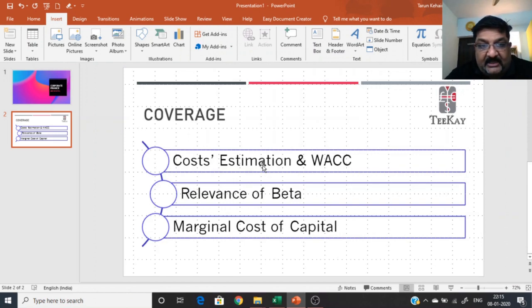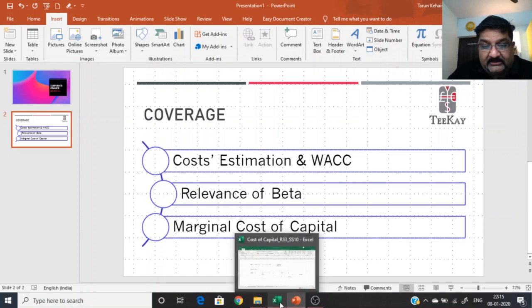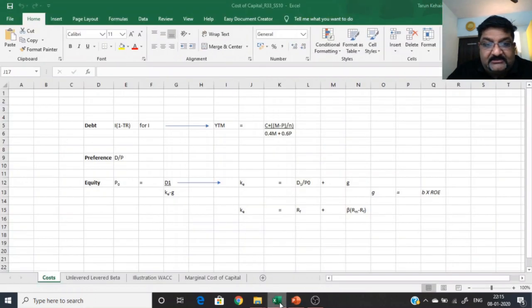The coverage of the topic is going to be as under. I'm going to cover the cost estimation and weighted average cost of capital, the relevance of beta, that means the asset beta, the project beta, the equity beta, and all of that, and what is marginal cost of capital and how it is so important in the cost of capital calculations and concept rather. So let's start therefore with the cost estimation.